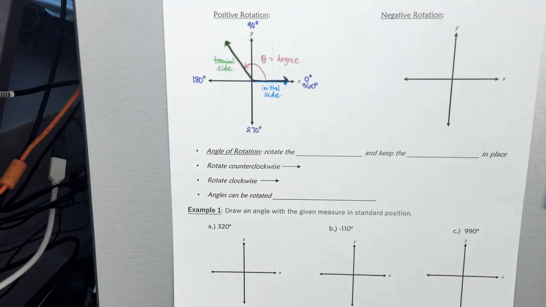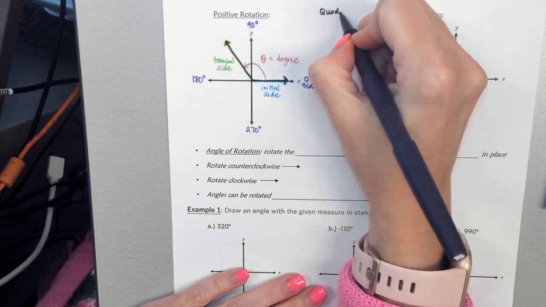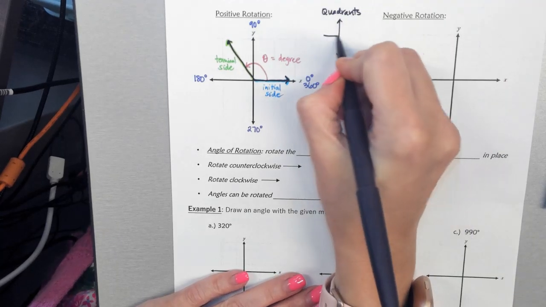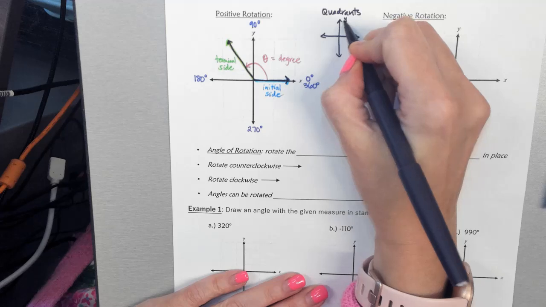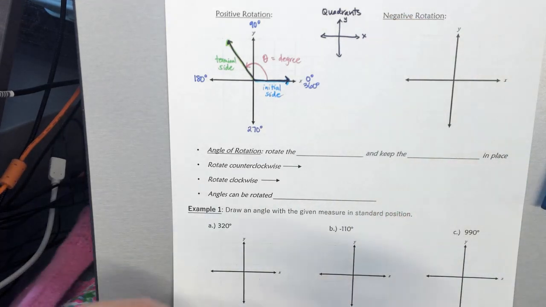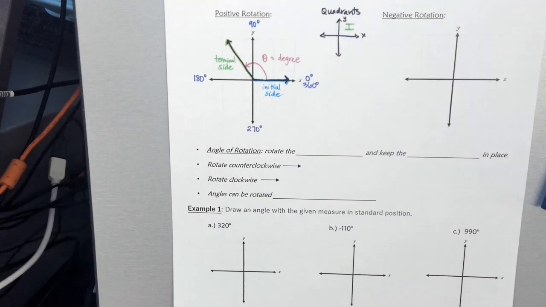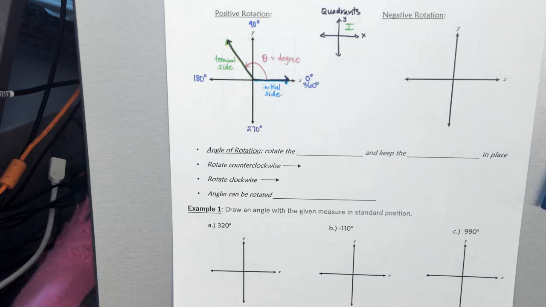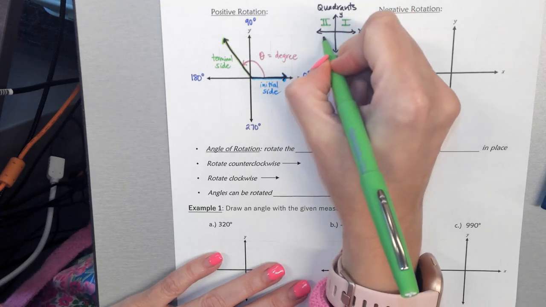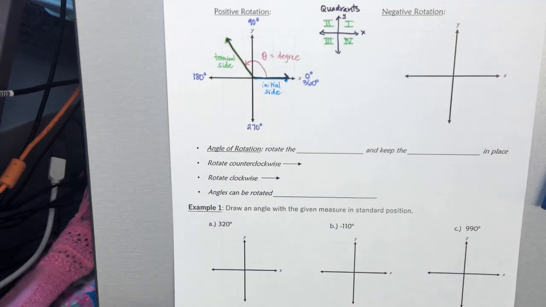We are going to be referencing the quadrants, so if you don't remember those, you're going to want to write them down. Your quadrants always start where both x and y are positive, and we use Roman numerals. So x and y are both positive in quadrant 1, and then from there you're going to go counterclockwise. So you have quadrant 2, quadrant 3, and then quadrant 4.